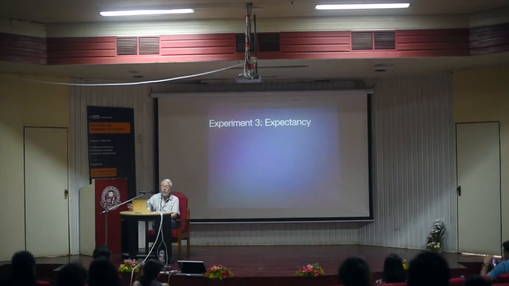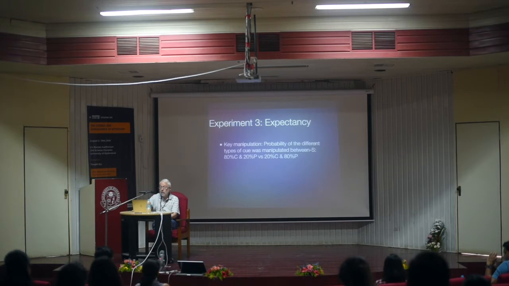In the third experiment, Jonides manipulated two things. One was whether the peripheral cues were less likely and the central cues were more likely. So this is not about the cue's informativeness, it's about the probability of getting the cue. So either you're in a block of trials where there's a lot of central arrow cues and hardly any peripheral cues, or there's a lot of peripheral cues and hardly any central cues.